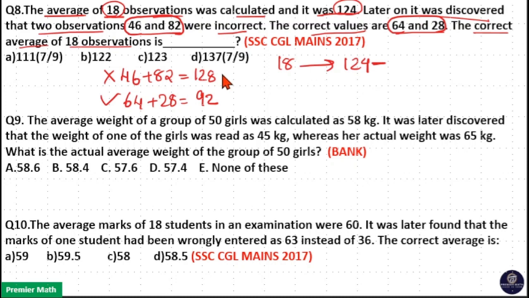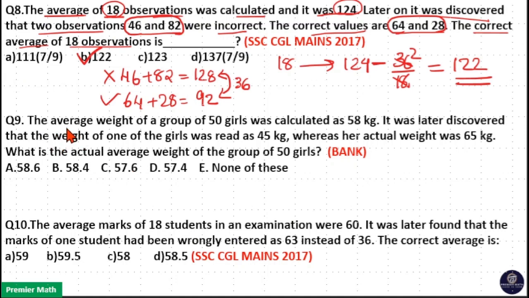Now take the difference between true reading and false reading. 128 minus 92 is equal to 28 plus 8, 36. Now 36 is the difference in reading. But this 36 should be equally distributed to these 18 people. That is 36 by 18. So your answer is, 18 goes 2 times in 36. 124 minus 2, 122 is the correct average. So option B is your answer.